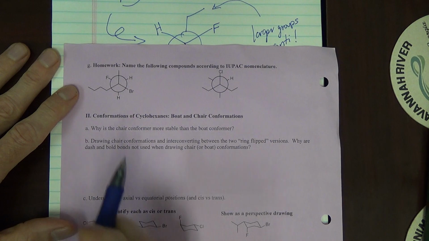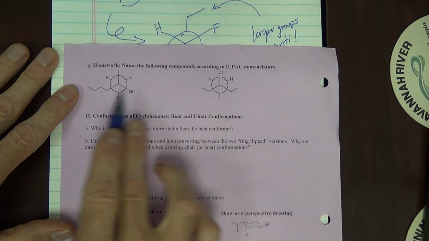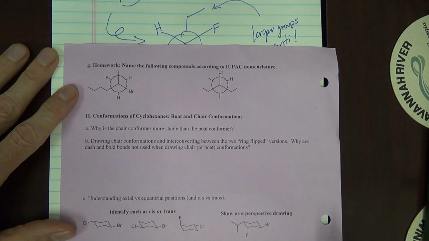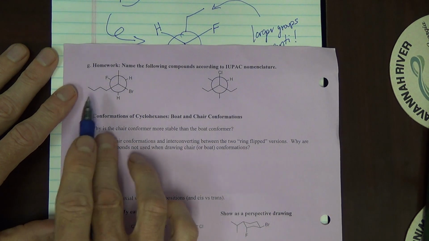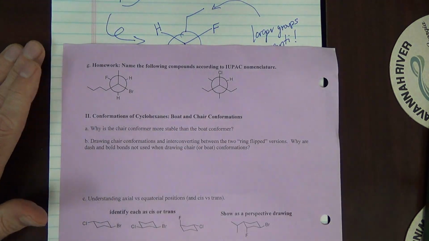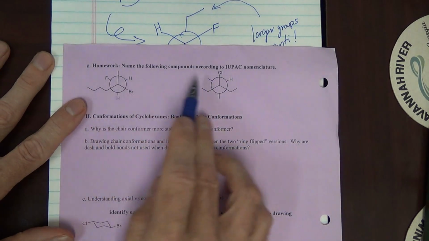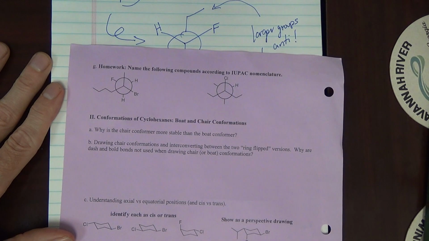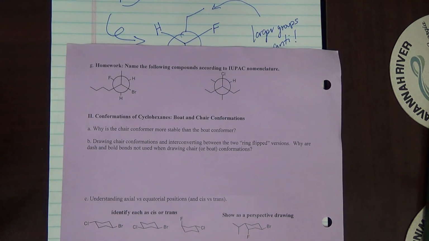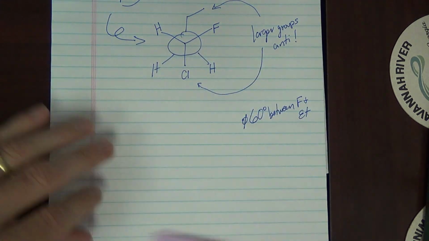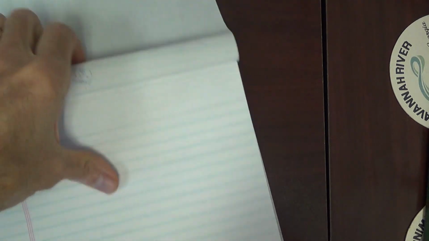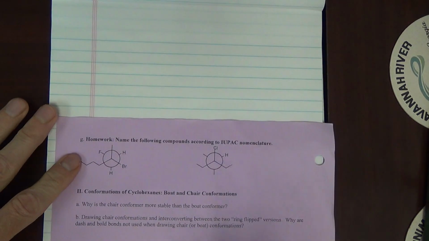Now also, we want to be able to go from a Newman projection back to maybe some type of regular line bond or perspective drawing. And that's kind of what you need to do here. Ultimately, the question is, can you name these compounds? I'll do the first one for you.